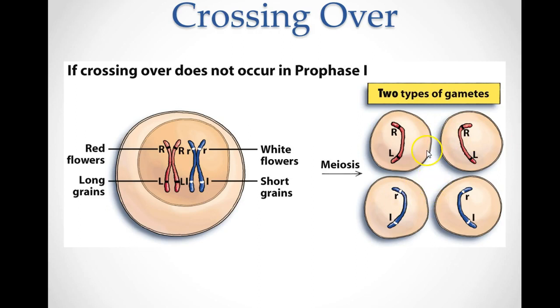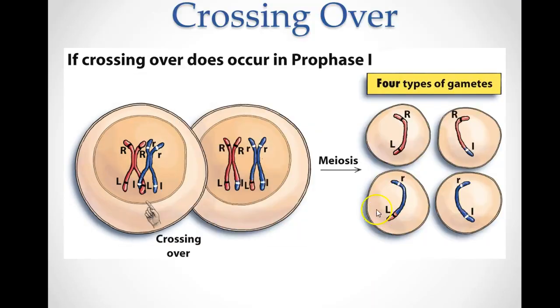We would only end up with two types of gametes, right? We would have gametes that were red with long grains and gametes that are white with short grains, which is kind of boring. But when crossing over does occur and we swap a little bit of genetic information, now we have four types of gametes. So we still have the red long and the white short, but now we also have a red short and a white long. So again, increasing genetic variability. That's what it's all about.